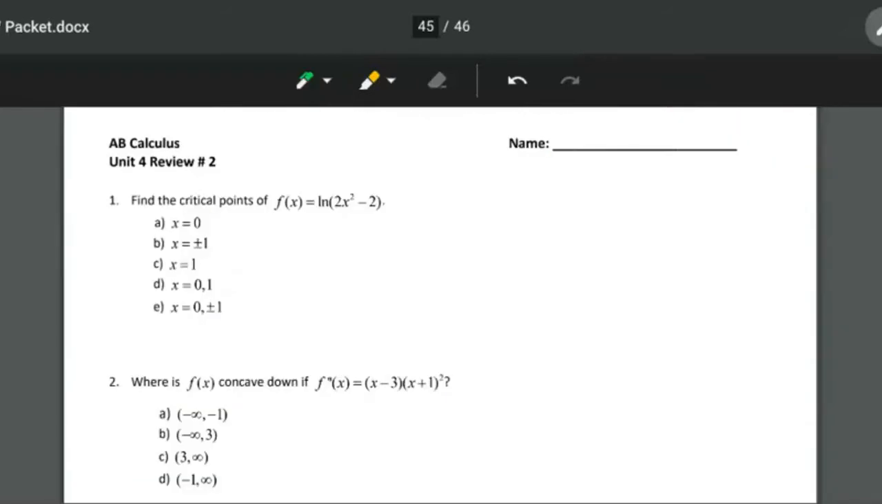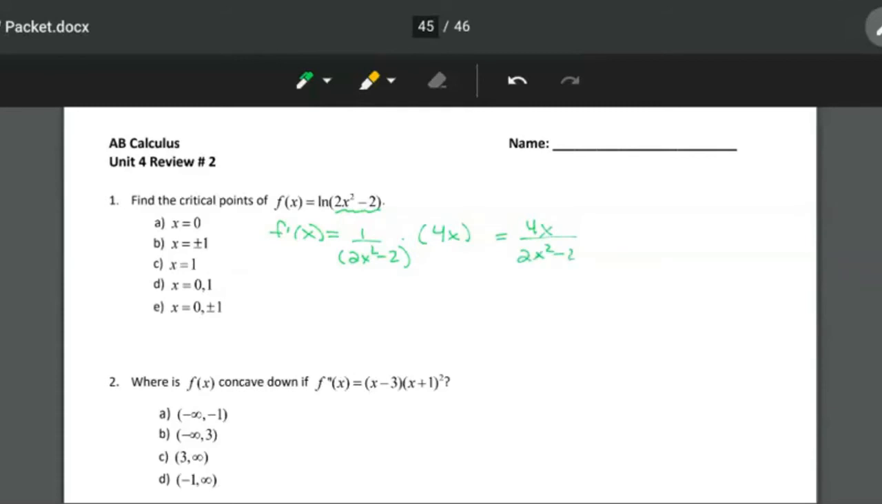From review number 2. So in number 1, it says find the critical points. So critical points are where your derivative equals 0. So we have to take the derivative. This is, of course, chain rule. So derivative of ln is 1 over whatever you're taking the ln of, times the derivative of the inside function, which is 4x. So we really get 4x over 2x squared minus 2.